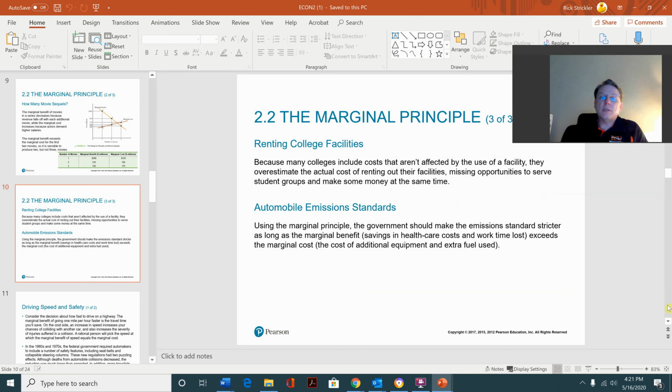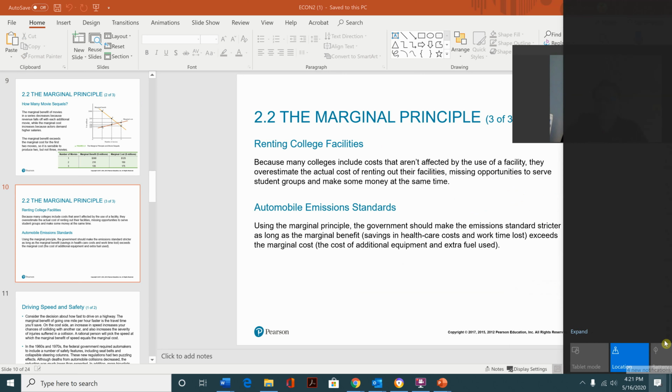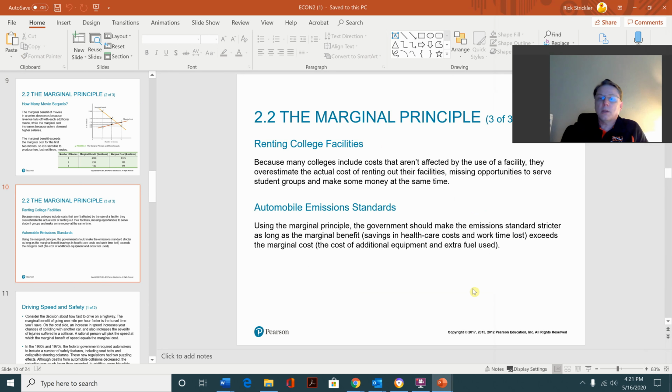Okay, renting college facilities. Because many colleges include costs that aren't affected by the use of a facility, they overestimate the actual cost of renting out their facilities, missing opportunities to serve student groups and making some money at the same time. Using the marginal principle, government should make emission standards stricter as long as marginal benefit, saving in healthcare costs and work time loss, exceeds the marginal cost, the cost of additional equipment and extra fuel used. Or you could just go electric and then not have that. That would be even better.